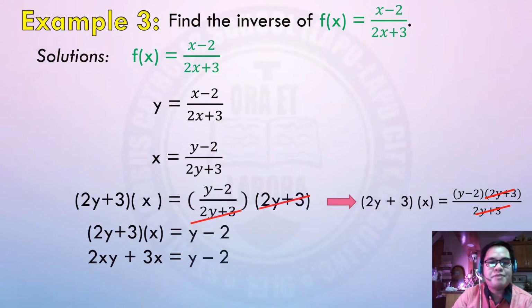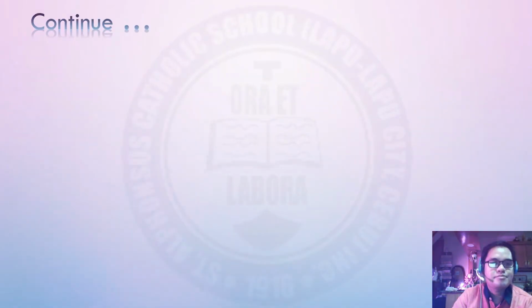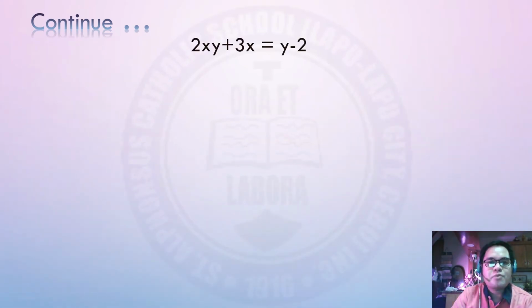And simplify them further by distributing x to the two terms 2y and 3. So 2y times x, the answer would be 2xy, plus 3 times x, the answer is 3x equals y minus 2. So our equation becomes 2xy minus y is equal to negative 3x minus 2, because we have to transpose 3x to the other side of the equation and y to the other side of the equation, because we need to isolate the variable y.